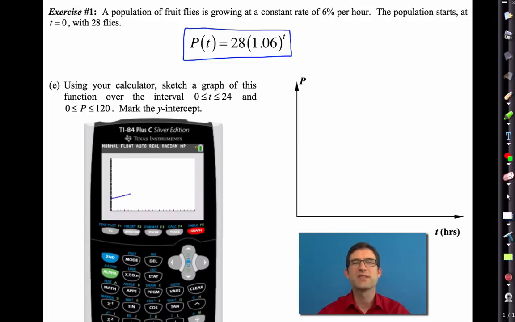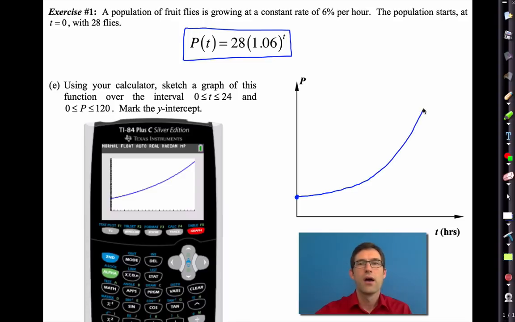And again, we see that classic increasing exponential. And of course, it's increasing because the base is 1.06, and 1.06 is greater than 1. It says mark the y-intercept. Our y-intercept was 28. We could even mark this point out here. It doesn't say that we have to, but we could. And what was that? That was 24 comma 113.